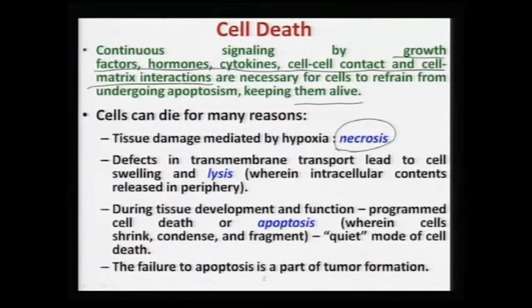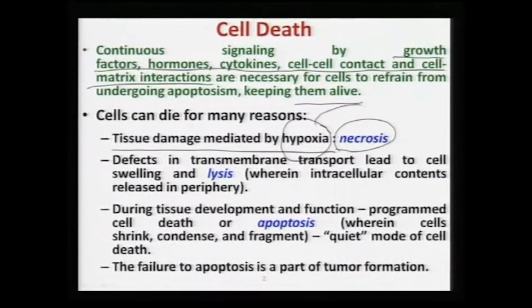Necrosis is essentially mediated by tissue damage caused by hypoxia. What is hypoxia? I have told you earlier, hypoxia is the lack of oxygen supply to particular cells, or that particular tissue has the inability to use the supplied oxygen for its own survival. So, in either of these cases hypoxia leads to the necrosis stage. Now, defects in the transmembrane transport lead to cell swelling and lysis. So, that is also another case of cell death.